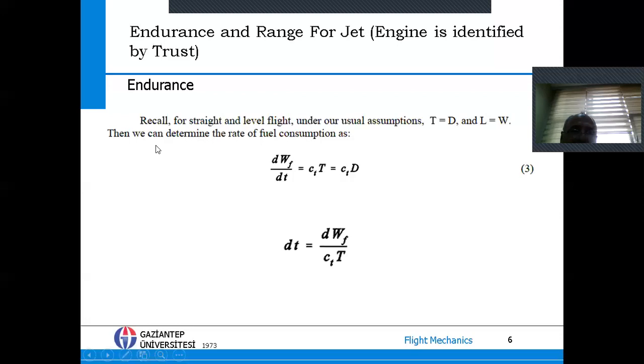So of course we have two schemes. For a jet engine, normally the engine is described using thrust. But for a propeller engine, the engine is described by power. So therefore, first of all, we will assume that we have a jet, or thrust is the method that we describe the engine. Here, I'm not saying that thrust is constant. This is an assumption. I will assume it, but not now, later.